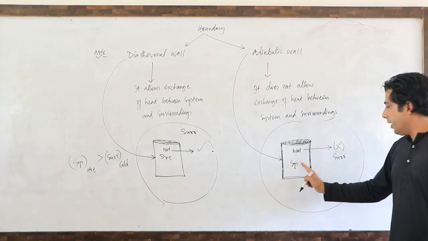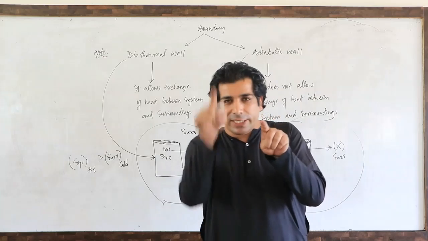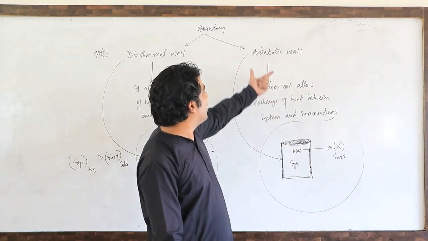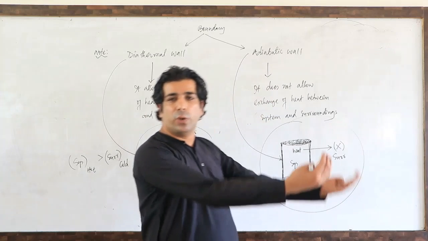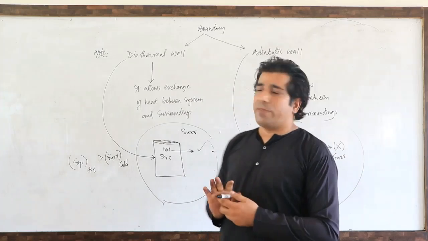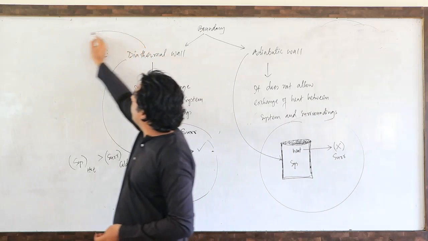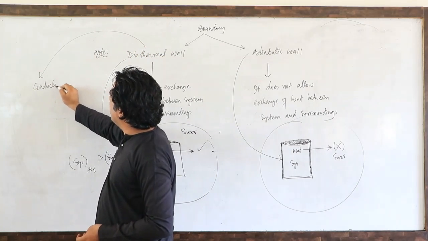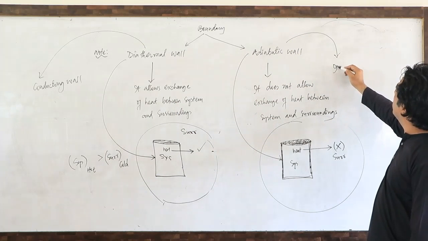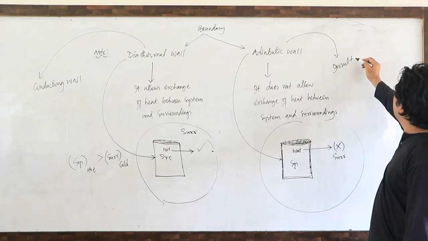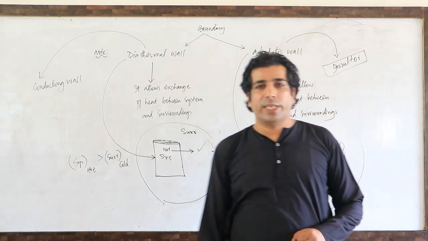Now, even if the system is hotter than the surroundings, heat will not flow, because between system and surroundings there is a boundary, and that boundary is nothing but an adiabatic wall. It will not allow the heat to come out, and it will also not allow the heat to go inside. I hope everybody has understood, my dear friends, these two boundaries, diathermal and adiabatic. Diathermal can also be called a conducting wall because it conducts heat, and this adiabatic wall can be considered a non-conducting wall, or an insulator. It does not conduct. I hope everybody has understood.